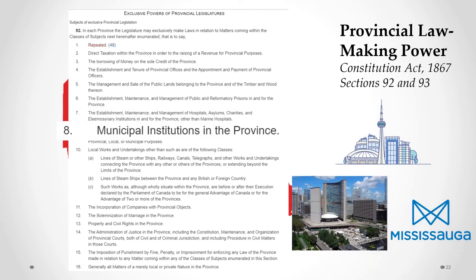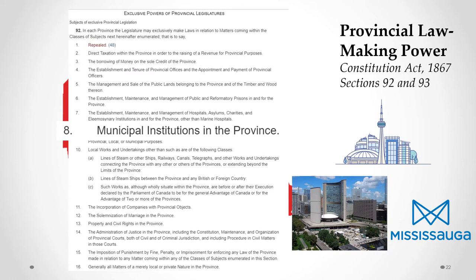We've been thus far talking a lot about our system of government being made up of the federal government and the provincial governments, but you may have been wondering where do the municipal governments fit in? How are they created? The Constitution Act 1867 creates only the federal parliament and the provincial legislatures. The municipal governments, like City of Mississauga, City of Toronto, are all governed by their own city councils. Those municipal governments are created under 92.8, the power over municipal institutions in the province.